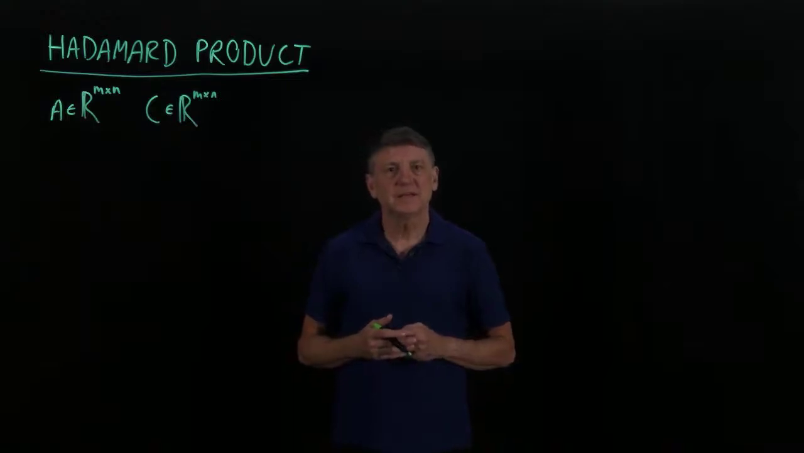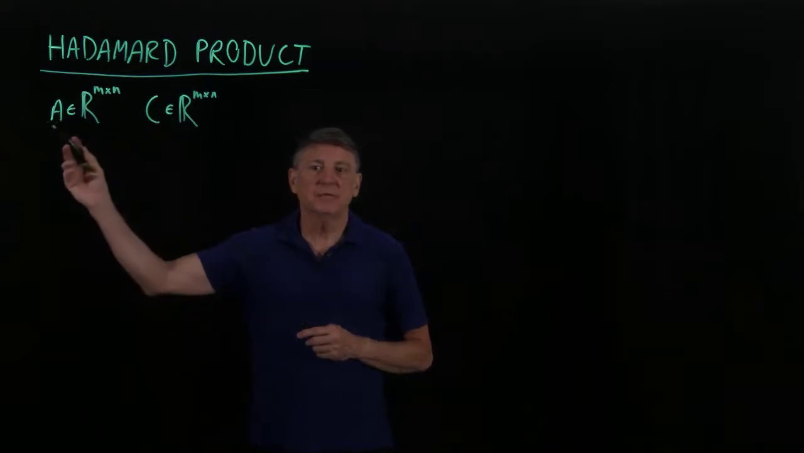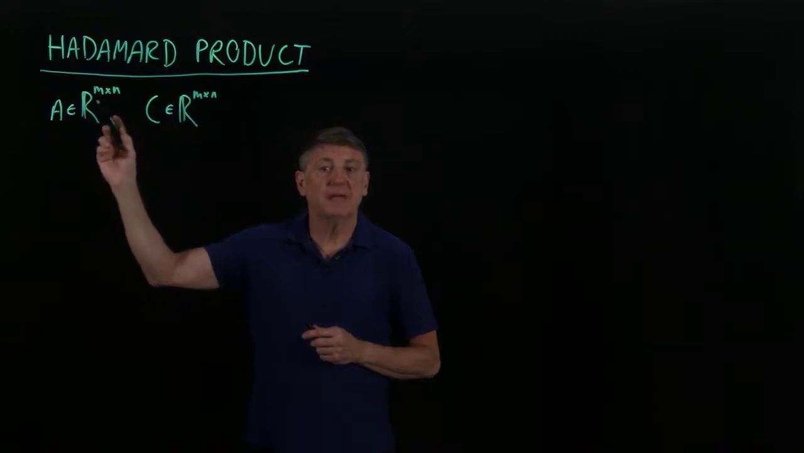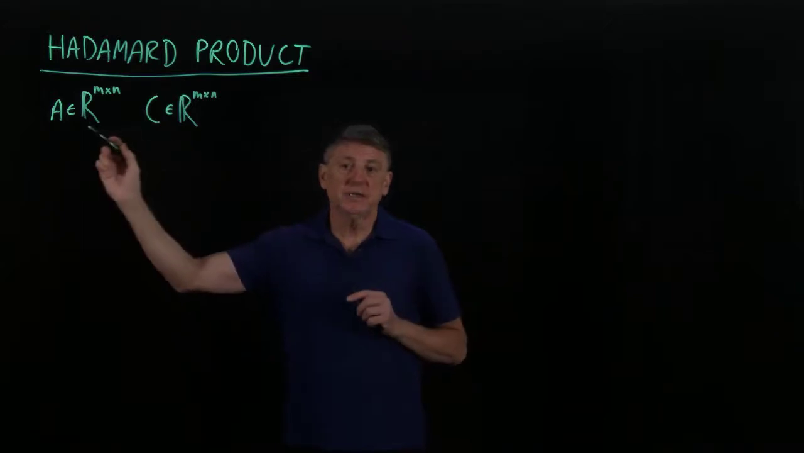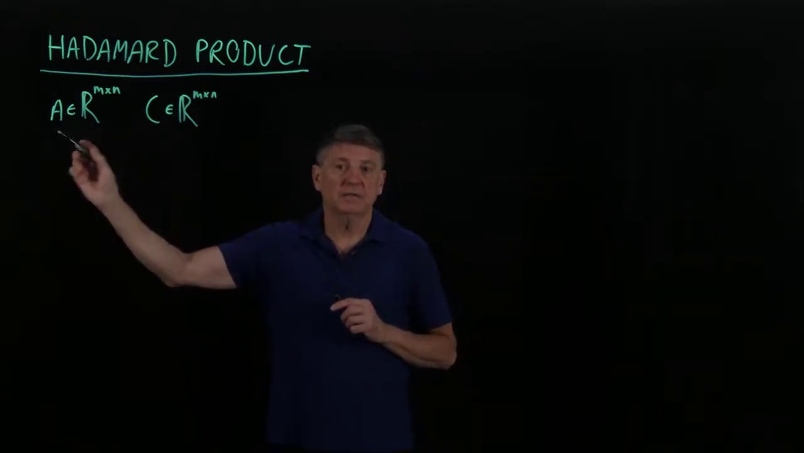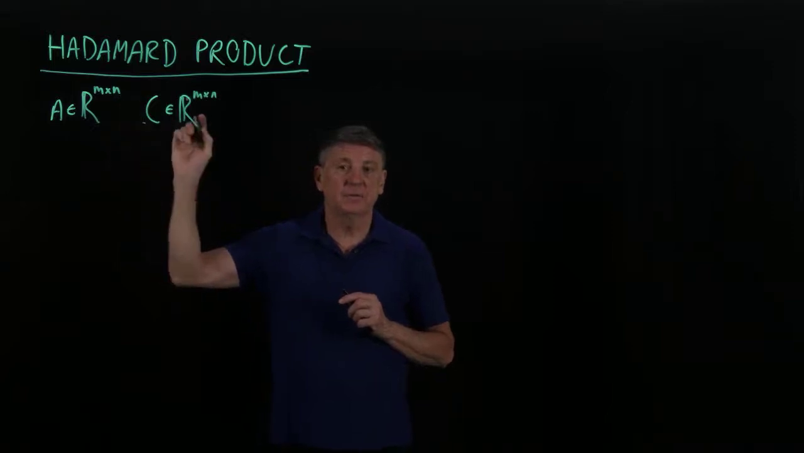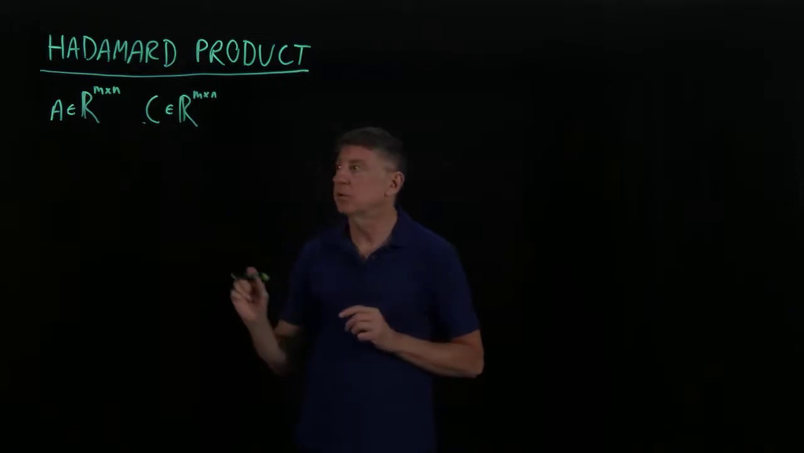Welcome. In this session, we'll explore the Hadamard product of matrices. Suppose that we have two rectangular matrices, each one being composed entirely of real numbers, and each one having m rows and n columns. In general we couldn't take the product of A and C because the number of columns in A and the number of rows in C might not match. But we can take the Hadamard product.